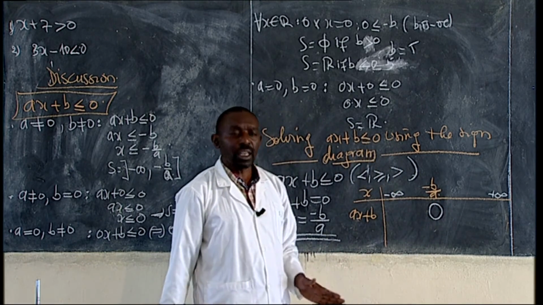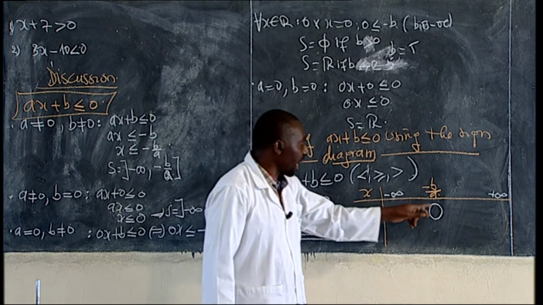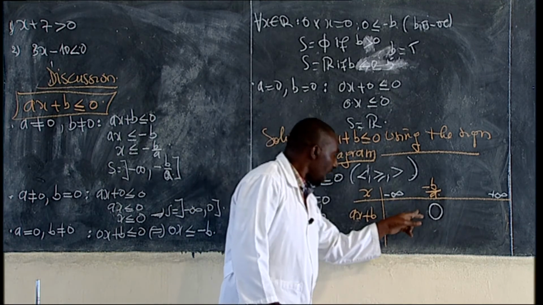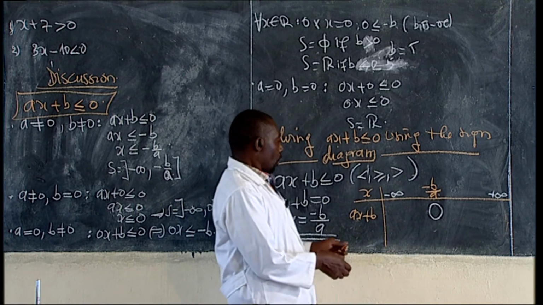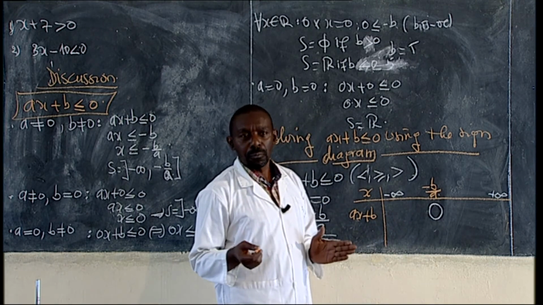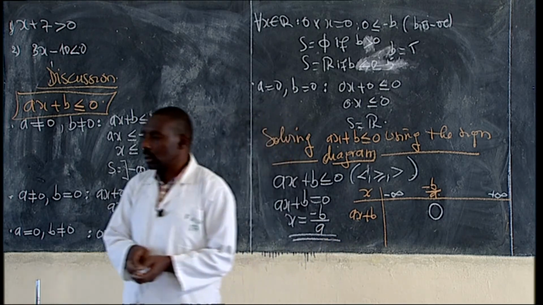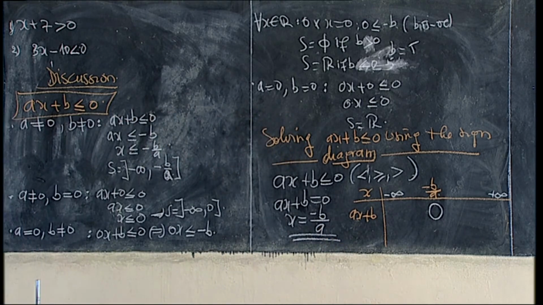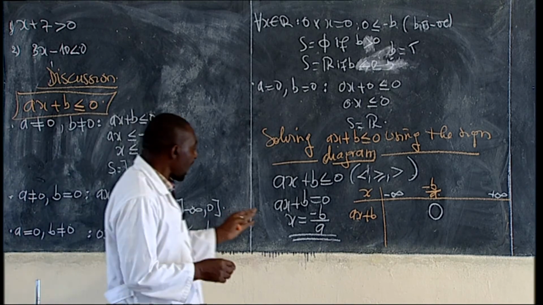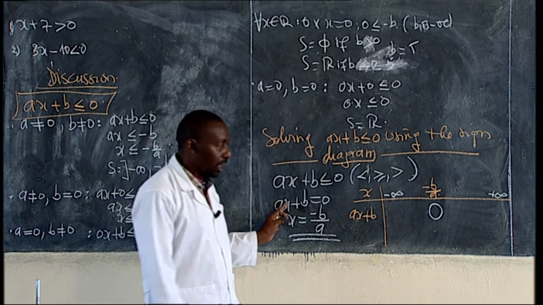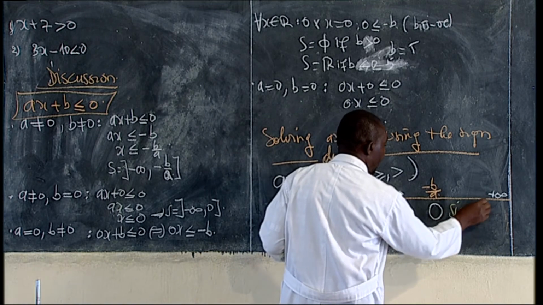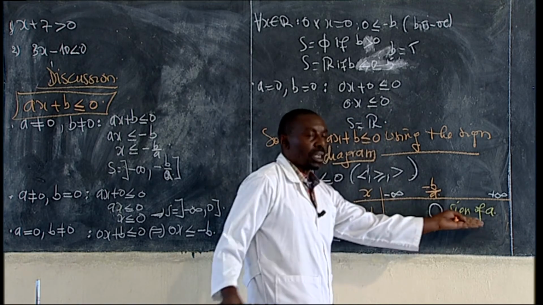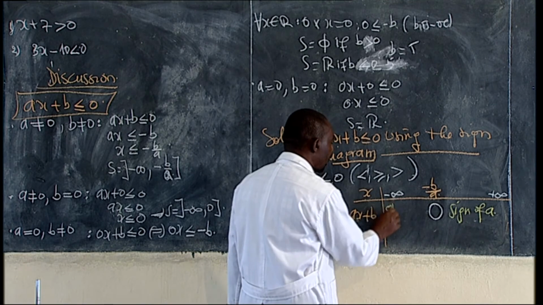So what sign do we need at the right of 0 and at the left of this 0? You have to be careful. The sign at the right of 0 is just the sign of a. You put the sign of a here, and at the left it will be the opposite sign.